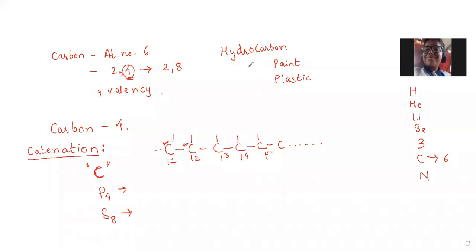So let's move on to hydrocarbons. The name itself says that the thing which is made up of hydrogen and carbon together is called a hydrocarbon. Here we will divide hydrocarbons into three categories: alkanes, alkenes and alkynes.